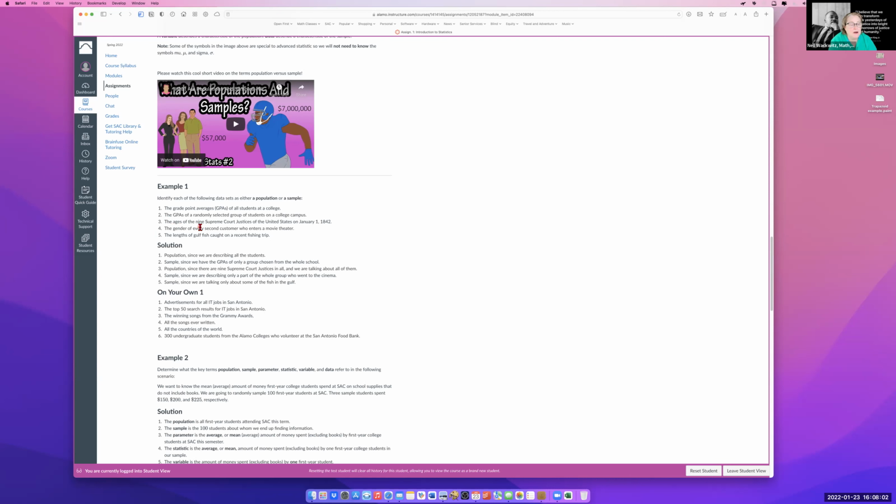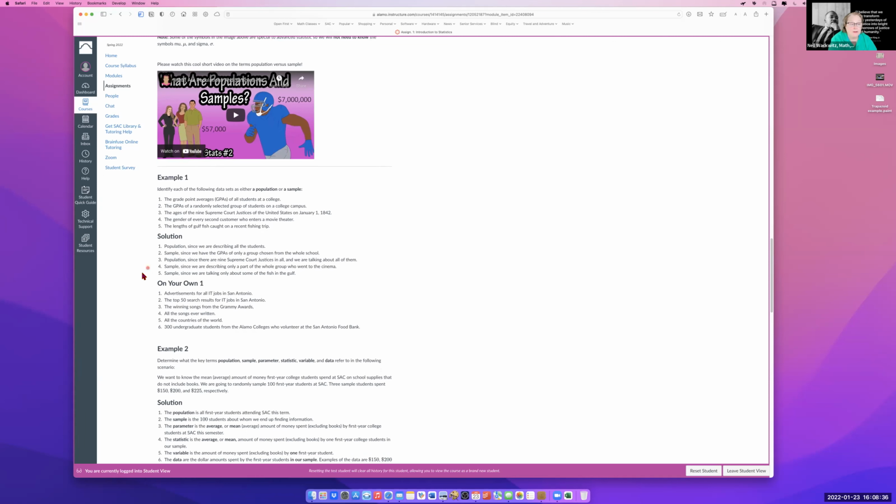The ages of the 9 Supreme Court justices. How many Supreme Court justices are there right now? 9. So if we're talking about all of them, that would be the population. The gender of every second customer who enters a movie theater. Well, since we're not talking about the whole group of people who enter the movie theater, but just every other, then that's a sample. The lengths of the Gulf fish caught on a recent fishing trip. Well, we're not getting the lengths of all the fish, but just some, so that's a sample.